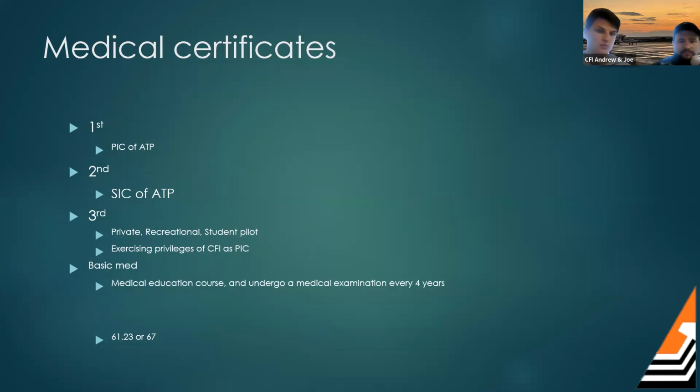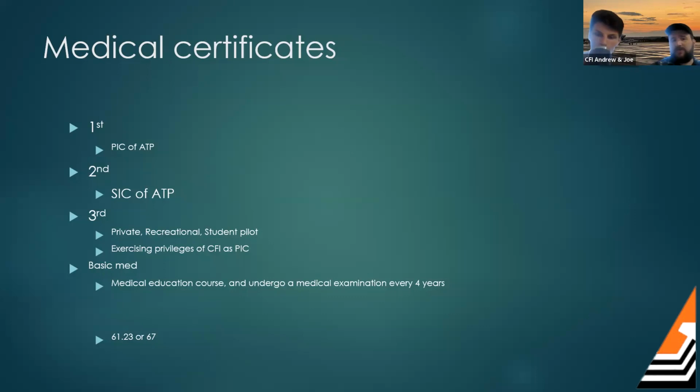Then we go down a little bit further to BasicMed, which is a little bit different. This is lower than a third class, but it's a medical education course, and you undergo a medical examination every 4 years. And that's just with a primary care physician. So it wouldn't be with an AME or anything like that. Just with your normal doctor, and you would go through an educational course and medical examination every 4 years.